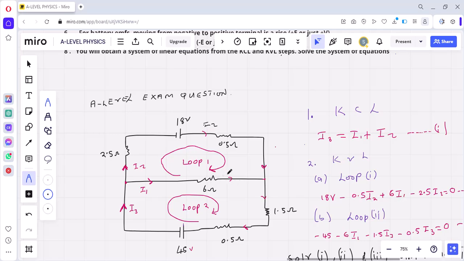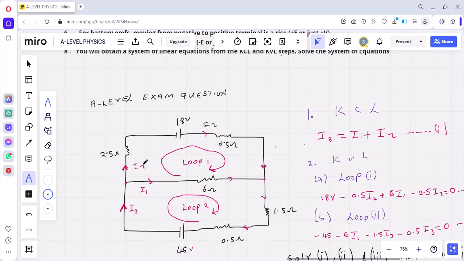I'm here now. I move, then I'm at this point. I'm opposing the current I1, so this will give me a potential rise. So that will be 6 times I1.